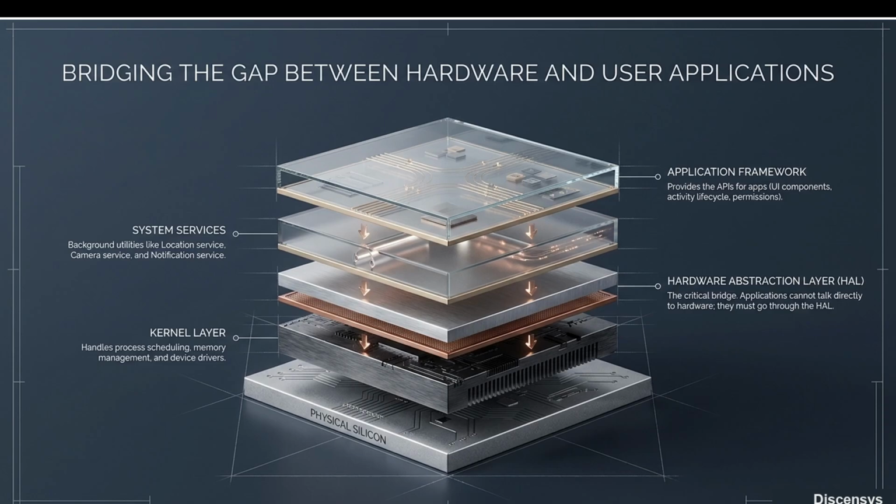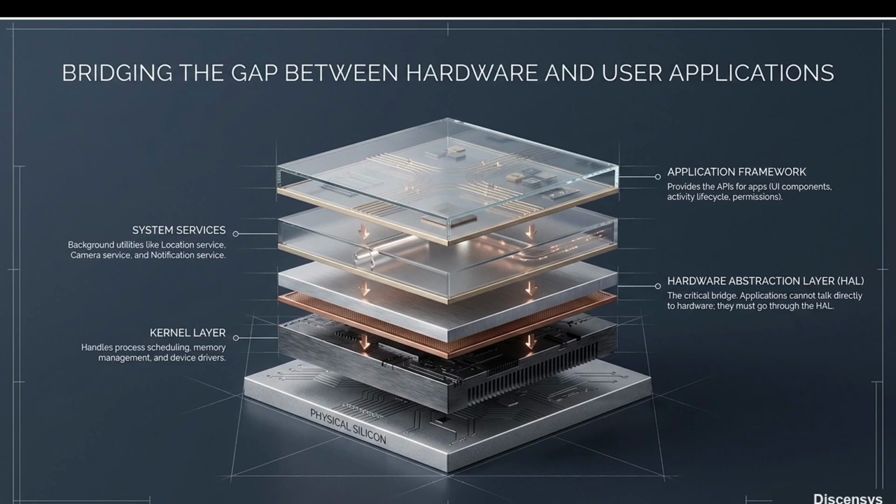Hardware abstraction layer. This is the critical bridge between the applications and the hardware, because the applications cannot talk directly to the hardware. We require this layer, the hardware abstraction layer, to be able to talk to the hardware. It's like a communication medium between the applications and the hardware. System services: background utilities like location service, camera service, and notification service. These are system services integrated within the smartphone, which you don't need to download. Unlike the other apps which we download, these are inbuilt services.